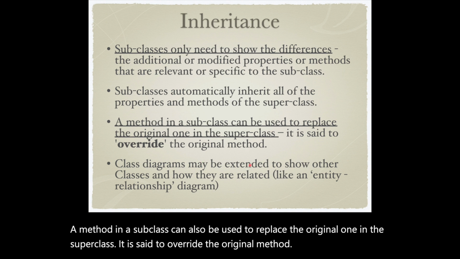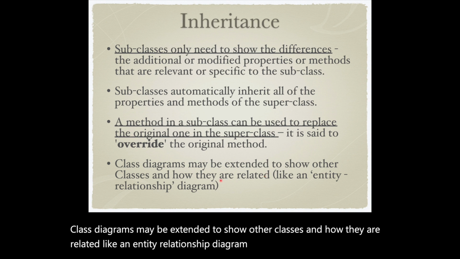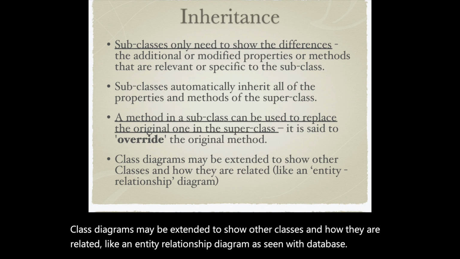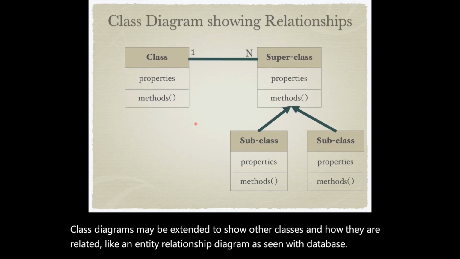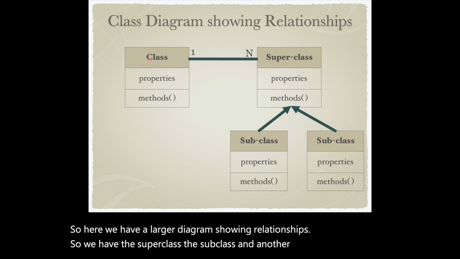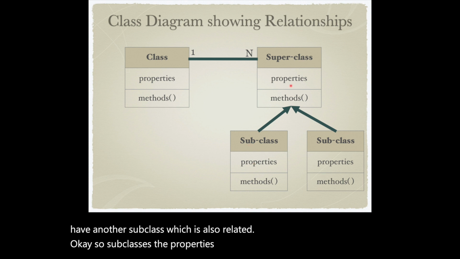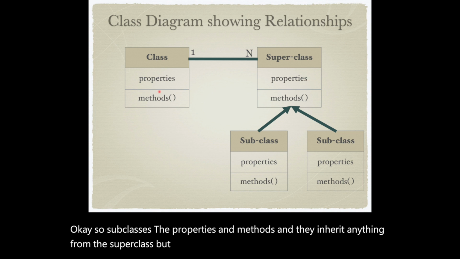Class diagrams may be extended to show other classes and how they are related, like an entity relationship diagram, as we've seen with databases. So here we have a larger diagram showing relationships. We have the superclass, the subclass, and another subclass, and then we have another subclass which is also related. The subclass has the properties and methods, and they inherit anything from the superclass, but not from the other class over here.